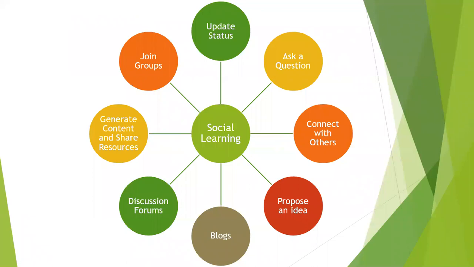In social learning, here are some things that people might do. They might update their status, ask a question, connect with others, or propose an idea. They might blog, do discussion forums, generate content and share resources, or join subgroups that are set up, or create a group around a certain interest area that would be timely to your organization.